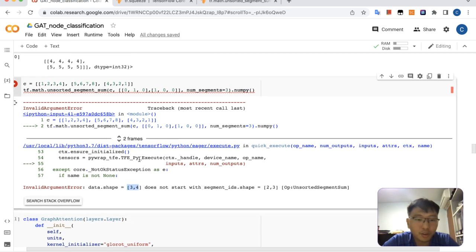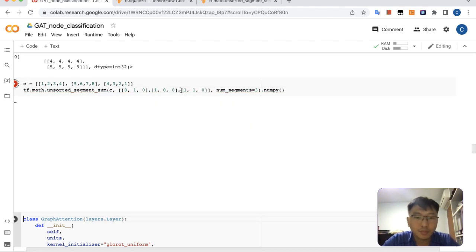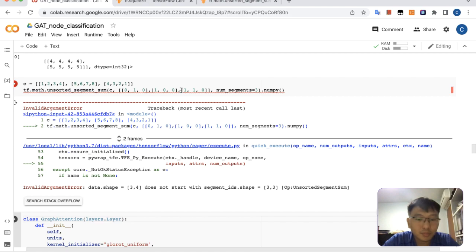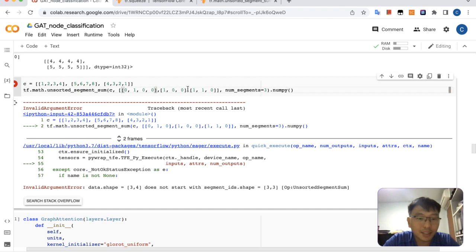Data shape is 3, 4. Okay, so I guess I need to specify like, I need to have starting segments of 3. I cannot have this like that. So I guess what should happen is that, okay, let's just try one more. So I kind of need to specify my original. I'm not sure.